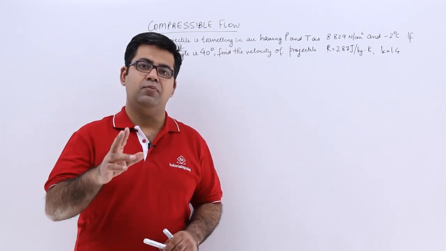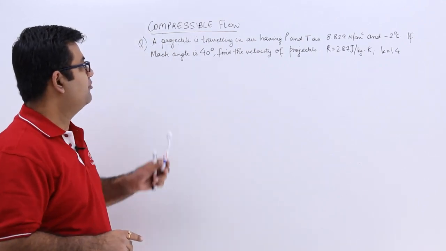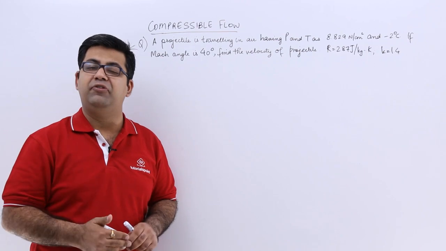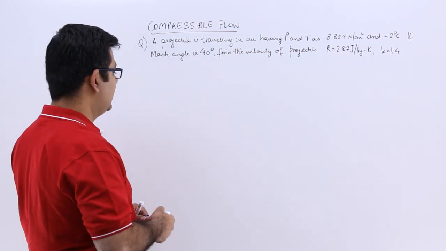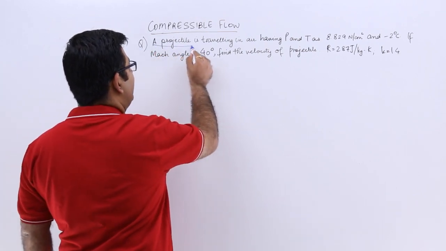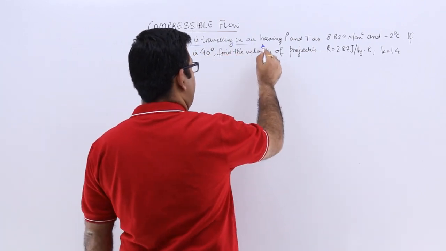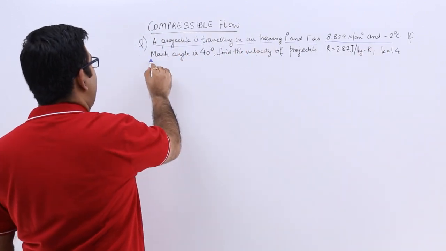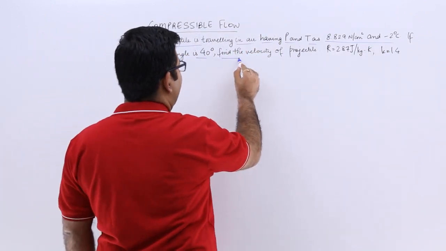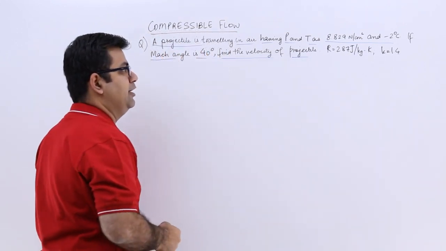Now let's look at one more question on the topic of compressible flow before I move on to the videos on stagnation properties. Okay, so the question says we have a projectile which is traveling in air having pressure and temperature as given. If the Mach angle is 40, find the velocity of the projectile given R and k as follows.